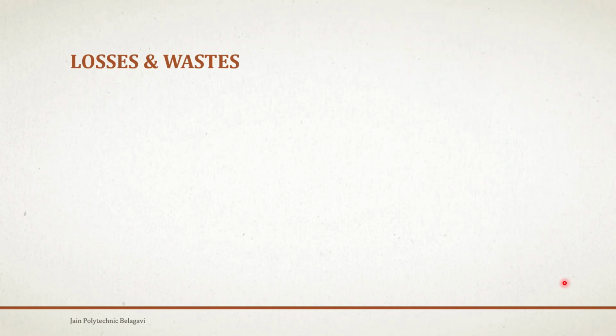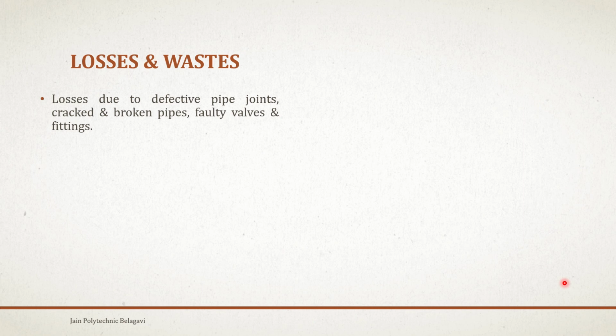Next, we'll understand why these losses and wastes are happening. First, losses due to defective pipe joints, cracked and broken pipes, faulty valves and fittings. As I have said, the losses are because of loose connections between the pipes, or there might be defective piping joints. There might be a chance of cracks due to the heavy movement of vehicles on those structures where the joints are provided.